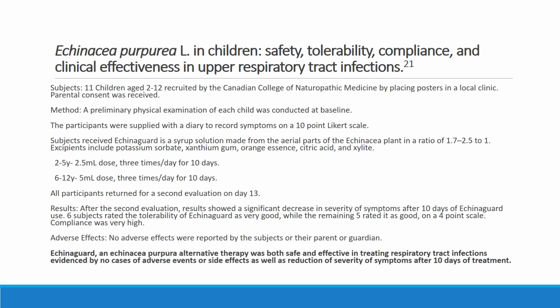The study was conducted by completing a preliminary examination at baseline and one 13 days later. The examination included medical history, current and concluding respiratory infection symptoms, and a physical examination of the general condition of the child. Symptoms were also recorded using a 10-point Likert scale. The subjects were then given Echinogard, an Echinacea purpurea-based solution in the ratio of 1.7 to 2.5 to 1. They were instructed to give age-appropriate doses of 2.5 milliliters 3 times a day for 10 days for 2 to 5-year-olds, and 5 milliliters 3 times a day for 10 days for 6 to 12-year-olds.